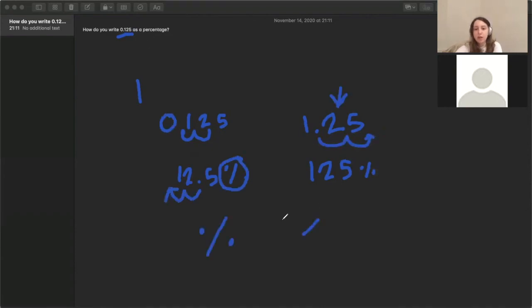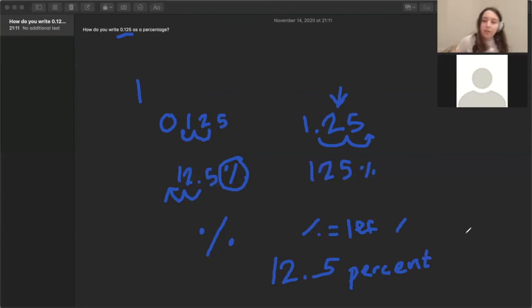And they might also write it not necessarily with the percent sign, but like 12.5%. But basically, if it tells you that it's a percentage, then you'll move it to the left. Otherwise, you'll always just move it to the right.